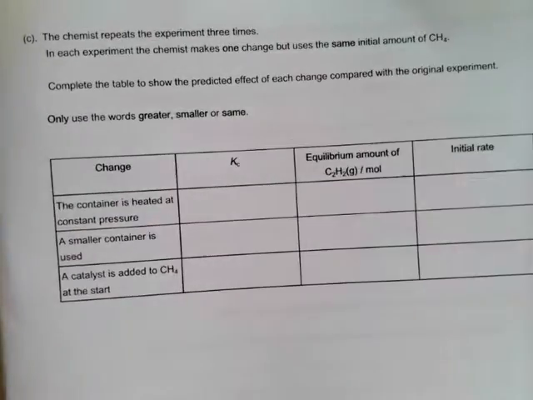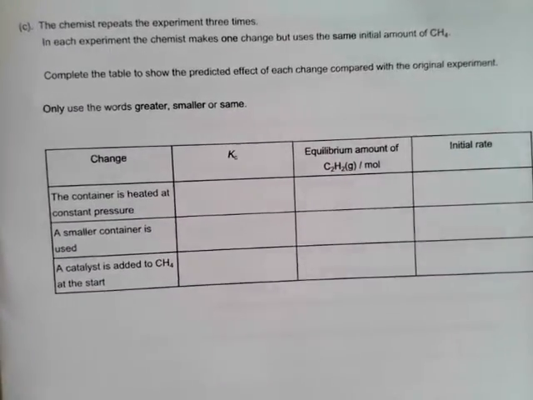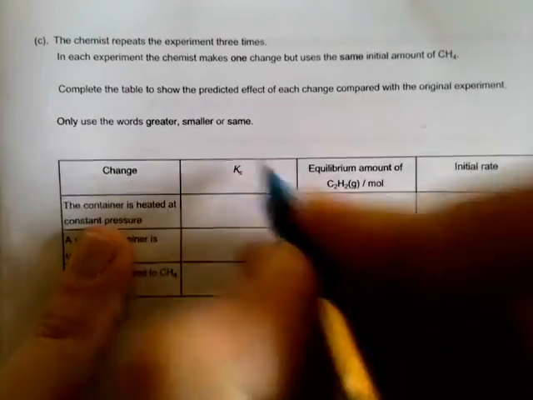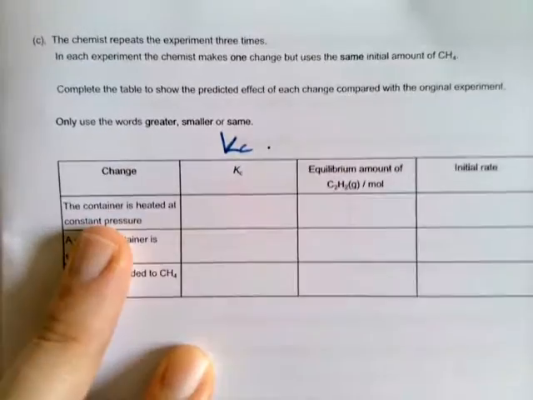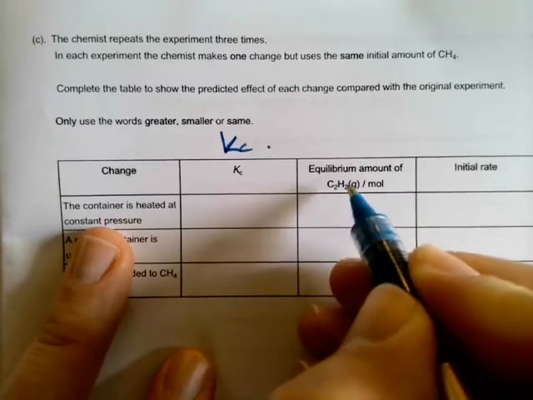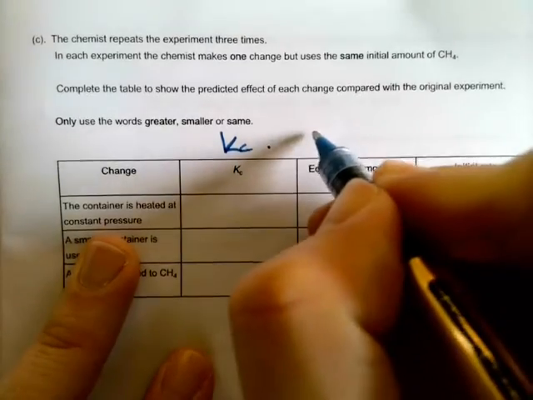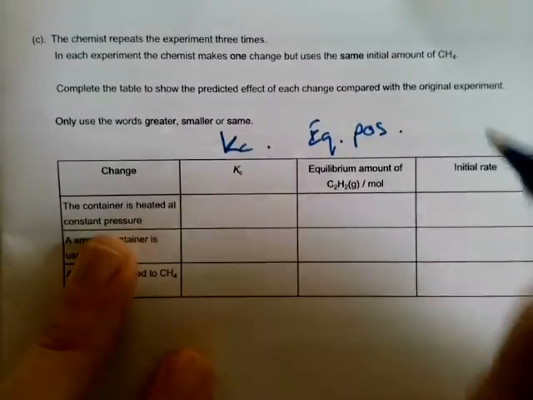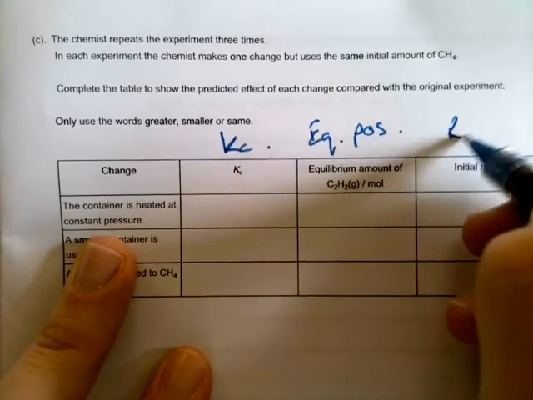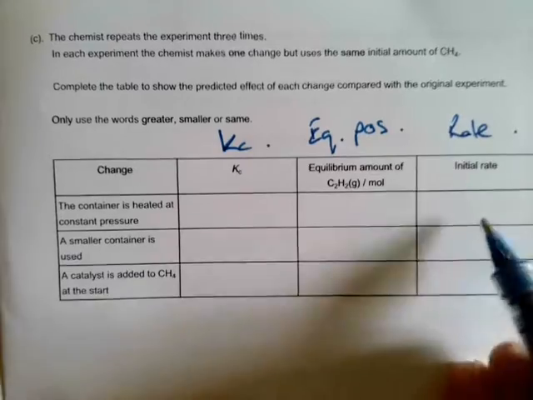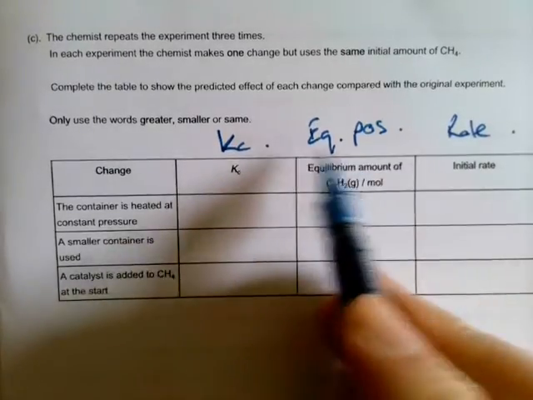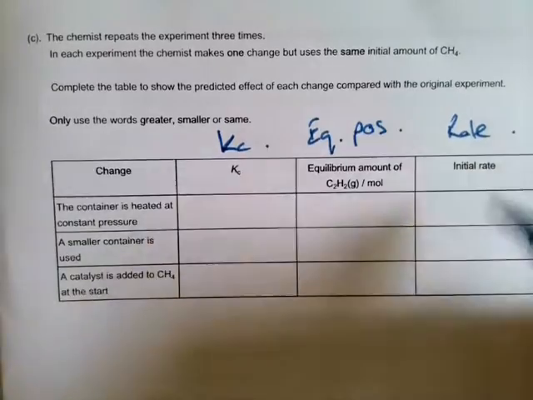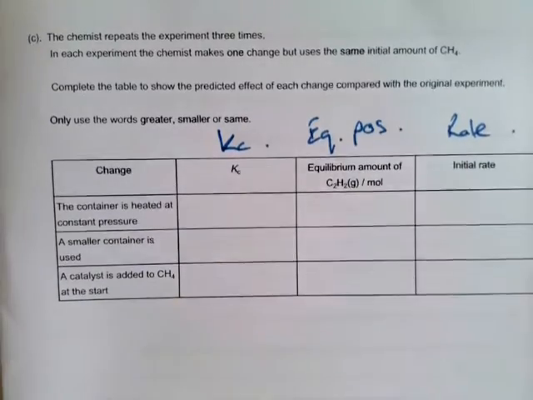Okay, and then over here, again, you see now what we're doing is, this is a question about Kc. The equilibrium amount of ethine, that's a question about the equilibrium position. And then we're now talking about rate as well. So we're combining these three. These two are quite similar. And then we're adding rate in as well. So this is going to tell us how much we're going to get, and this is going to tell us how fast we're going to get it.